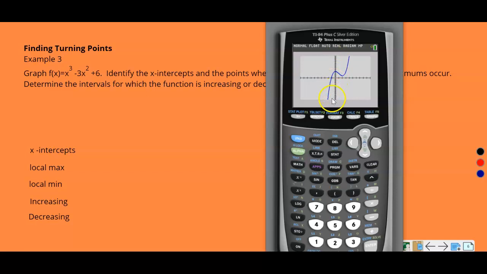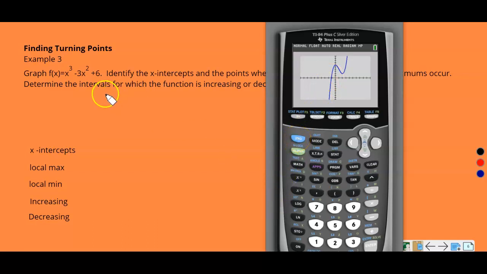And if we hit graph, it looks like the y-axis is still off a little bit. Let's zoom 6, which takes us back to a standard 10 by 10 window. You can go to window and just change it manually, but if you hit zoom 6, it will zoom in and make this a normal 10 by 10. All right, so first thing we need to do is find the x-intercept. We can see that it's going to have one x-intercept right in here.